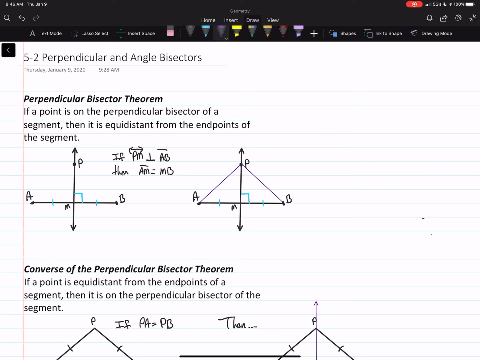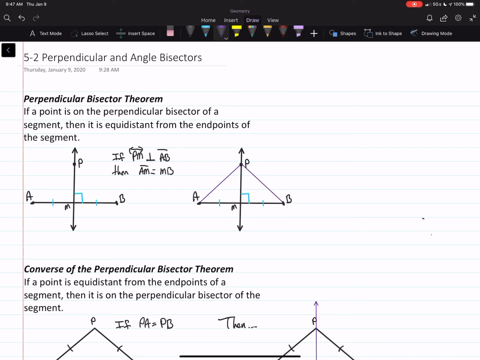All right, so we're going to be talking about some bisector theorems today, so perpendicular and angle bisectors. The first one, the perpendicular bisector theorem, says that if a point is on the perpendicular bisector of a segment, then it is equidistant from the endpoints of the segment.